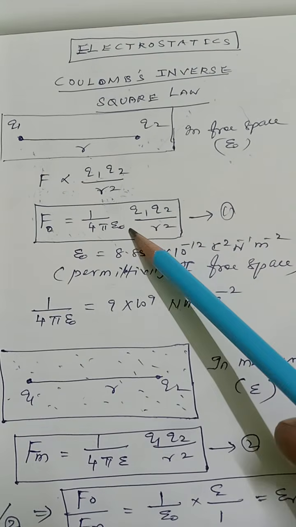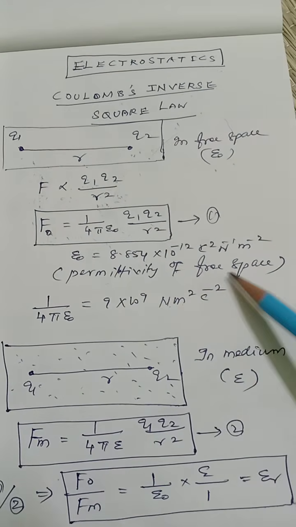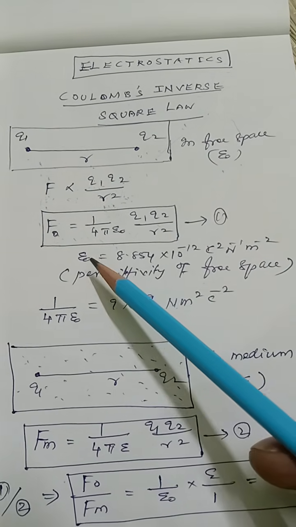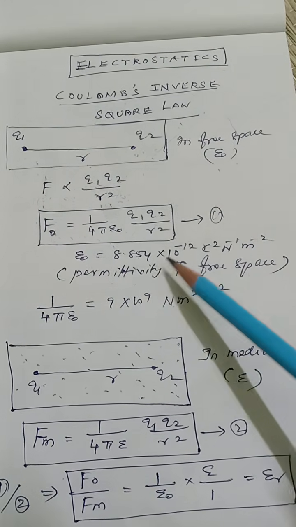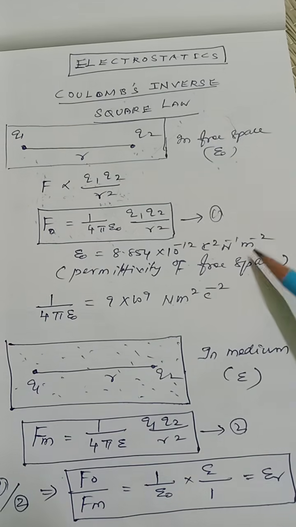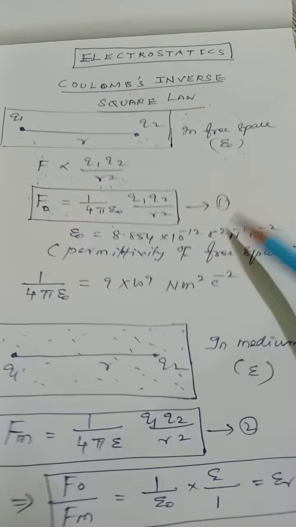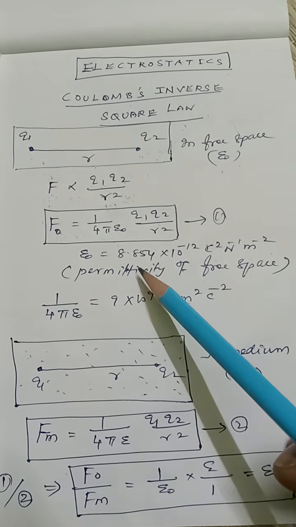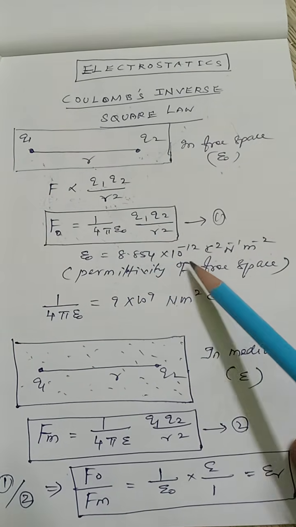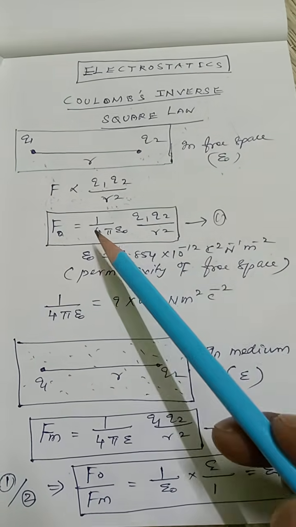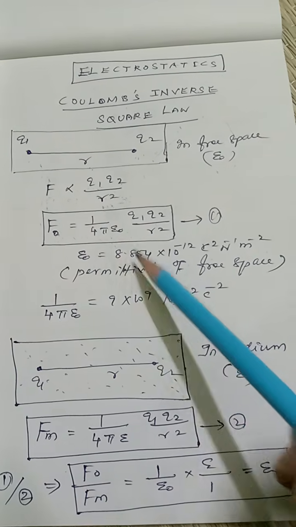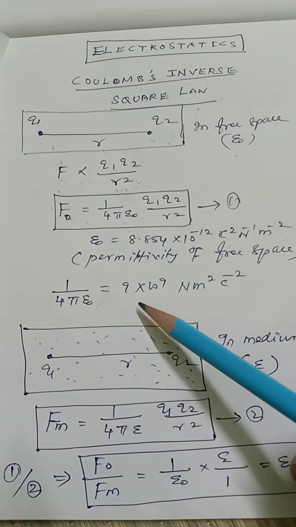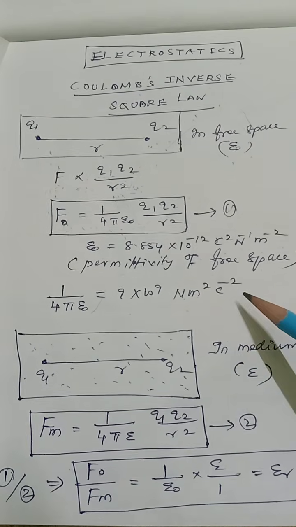Here the epsilon naught is called the permittivity of free space. The value of the permittivity of free space, epsilon naught, is 8.854 into 10 power minus 12 Coulomb square per Newton per meter square. And if you put this value instead of epsilon naught here, 8.854 into 10 power minus 12, and pi value 3.14, you will get the value of 1 by 4 pi epsilon naught as 9 into 10 power 9 Newton meter square per Coulomb square.